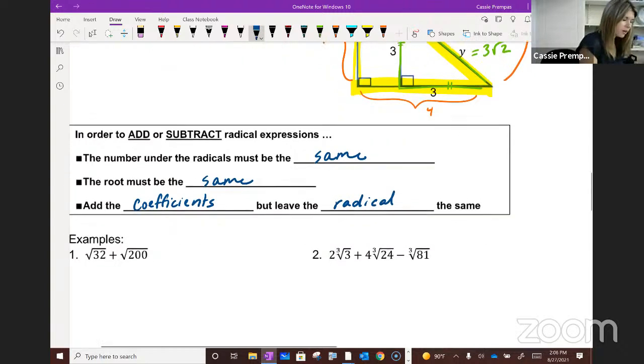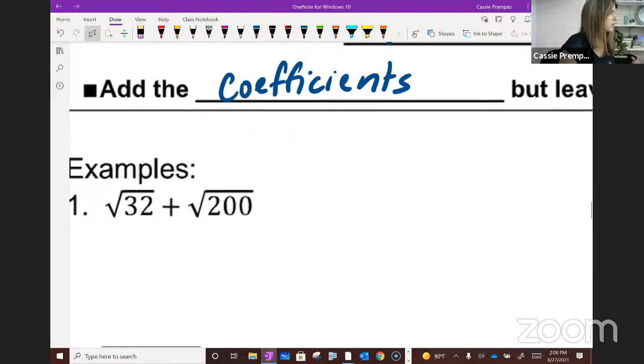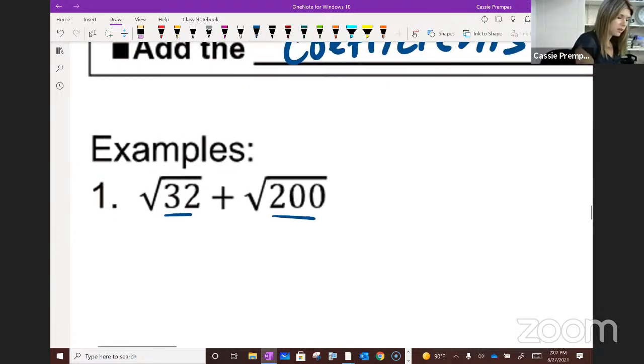So let's look at example 1. Example 1, they have the same index. They're the same roots. They're both square roots, but do they have the same number under the square root? This is 32, this is 200. Not the same, but can we simplify them? Yeah, we can simplify this.